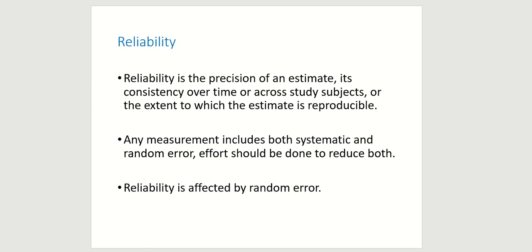Reliability is the precision of an estimate, its consistency over time or across study objects, or the extent to which the estimate is reproducible. Any measurement includes both systematic and random error. Effort should be made to reduce both. Reliability is affected by random error.